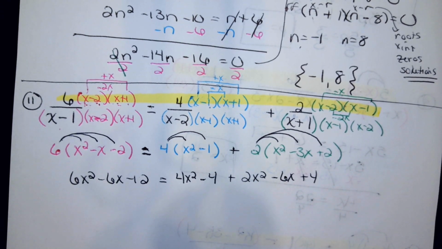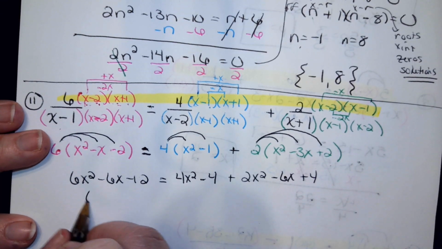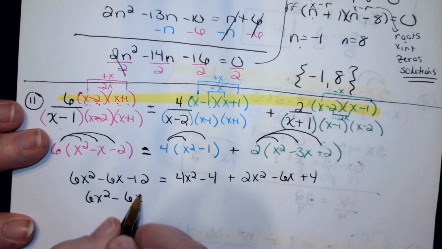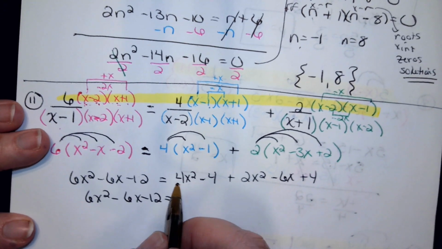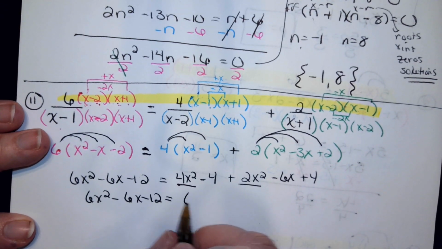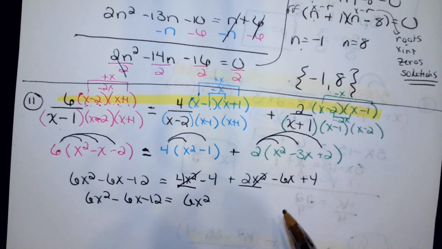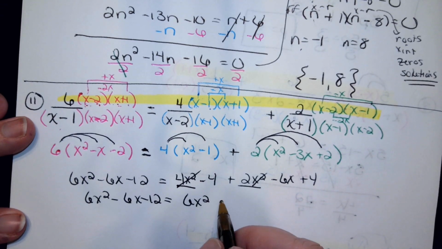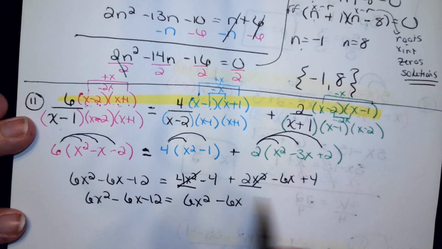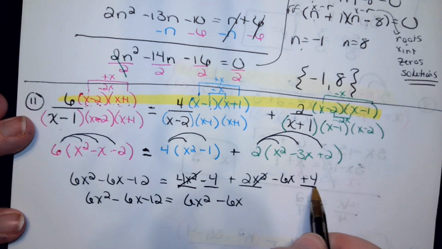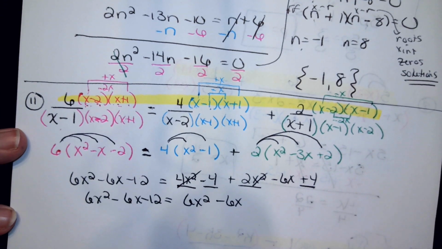Alright, so combining some like terms over here. We've got 6x squared minus 6x minus 12 equals 4x squared plus 2x squared is 6x squared. That's not another x. I'm going to come right here and put minus 6x. Negative 4 plus 4, well, they cancel out. That makes it convenient.